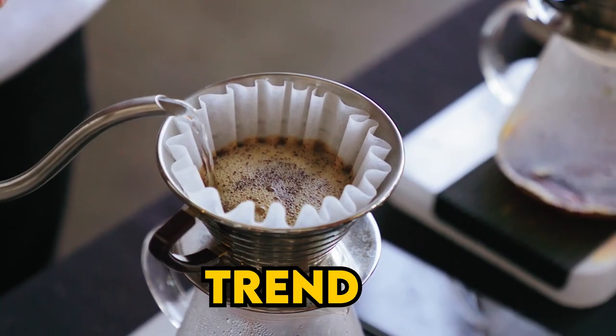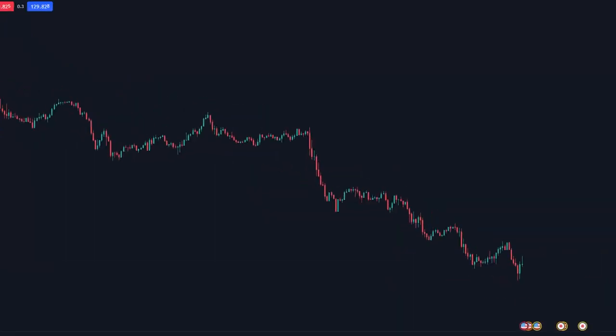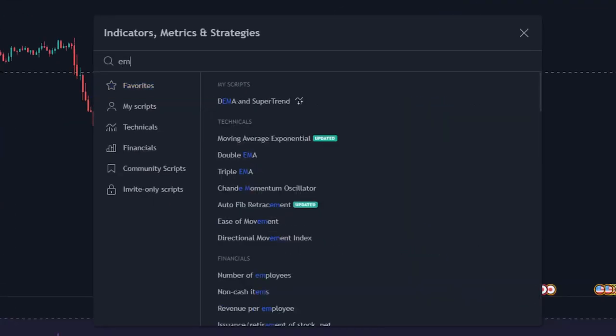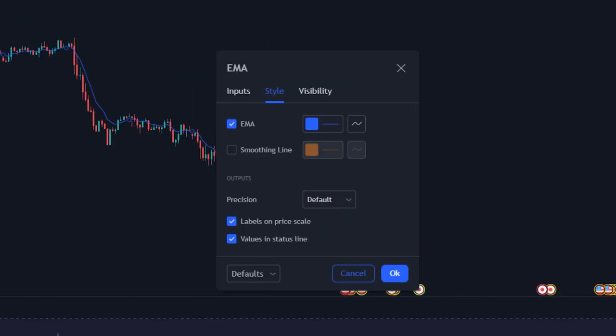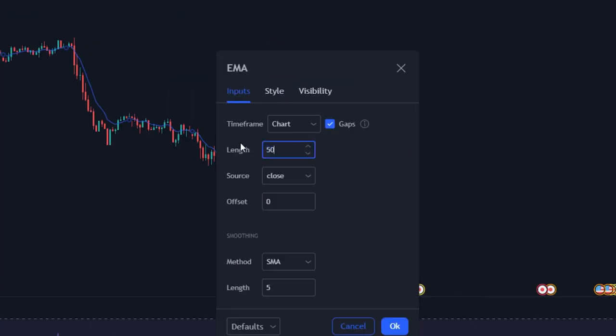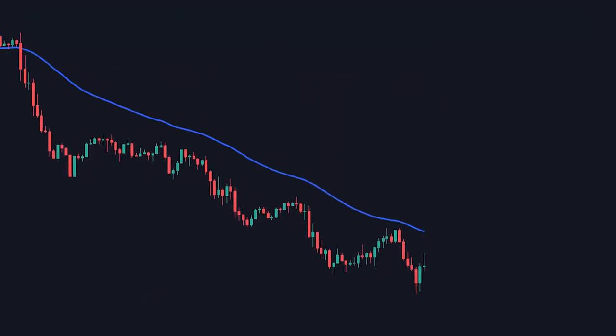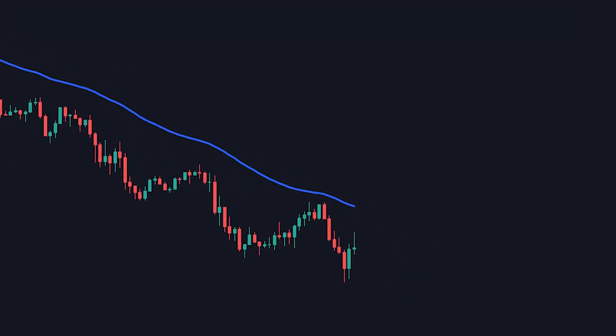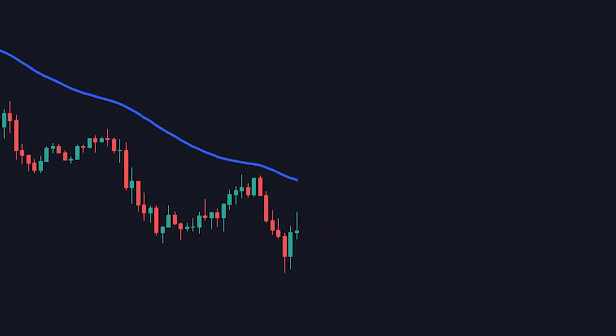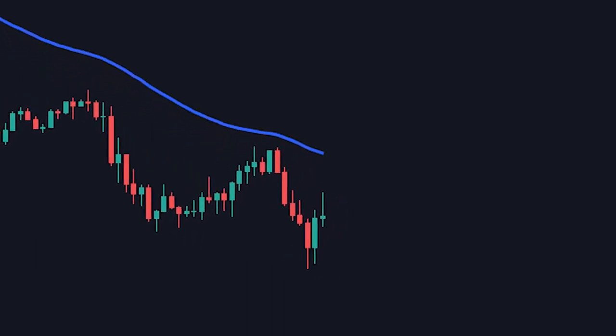We need what's called a trend filter. One nice easy way I like to filter trends with this strategy is just an ordinary moving average. So go to the Indicators tab, type in EMA for exponential moving average. Go to the settings and change the length to 50. I'm also going to make mine blue. So it's pretty simple. If price is below the 50 EMA, it's a downtrend. If it's above, it's an uptrend. One key rule I like to go by is I will never take a long in a downtrend, and I will never take a short in an uptrend.